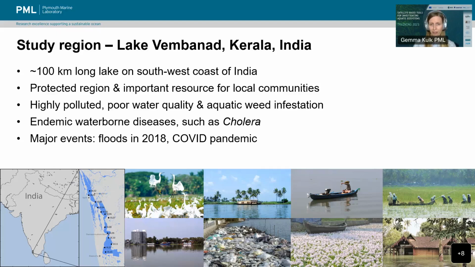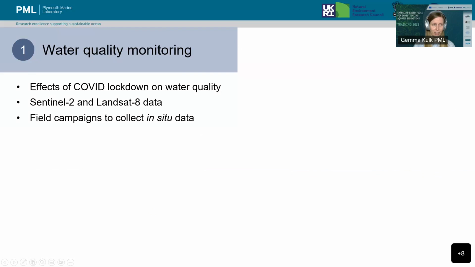In the past 5 years, a team of scientists from the UK and India, including myself, have been studying Lake Vembanad in relation to human health, with a focus on the environmental controls of waterborne diseases, such as cholera, which is endemic in the region. And during those 5 years, we've seen some major events, including the COVID-19 pandemic and severe floods in August 2018, and very heavy floods between 2019 and 2021. And I'm going to discuss the effects of these events on the aquatic system in the Lake Vembanad region in more detail as part of 4 different case studies.